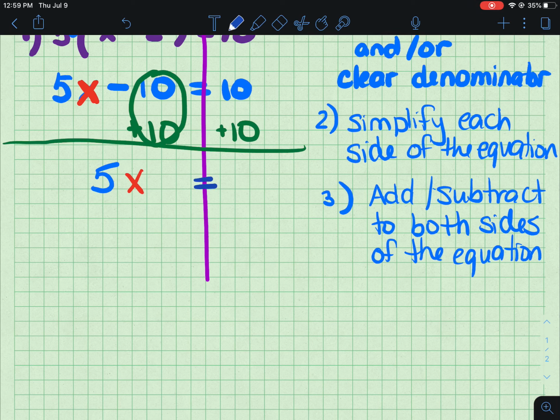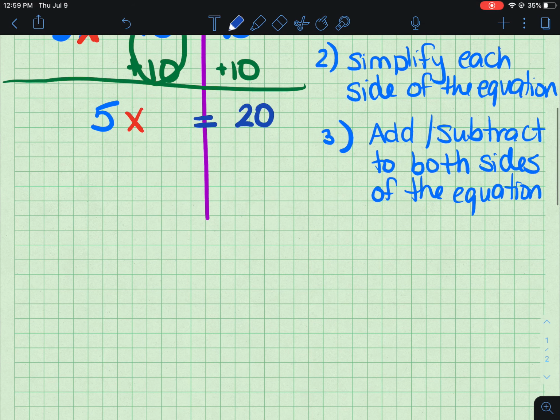Now, yes, we should all know what 10 plus 10 is, and we should all be able to do that quickly in our head. But if you cannot, please don't be embarrassed to pick up your calculator. Please use the tools that have been given to you. So 10 plus 10 is 20 here. Okay? There's no adding or subtracting left in this problem. So now we can go to our final step.